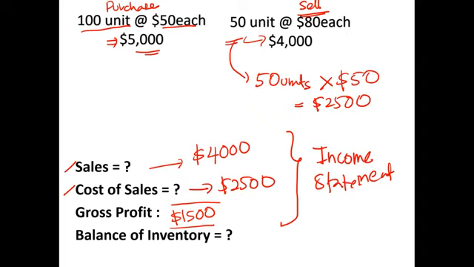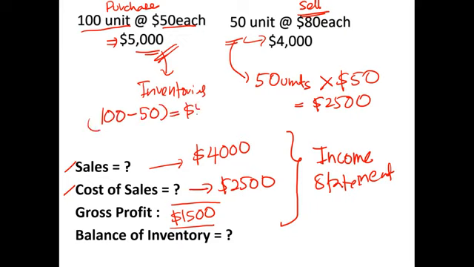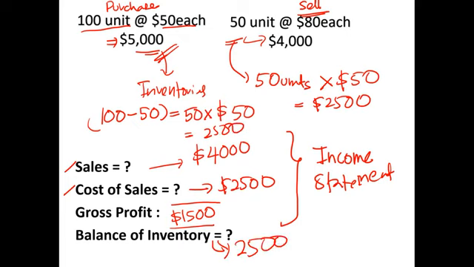And finally, what is the balance of your inventory? Originally you have 5,000. This is your inventory. Since you sold 50 units, the balance of your inventory is no more $5,000. The balance will be 100 minus 50, that gives you 50 units multiplied by $50 per unit. So your total inventory's value is 2,500. Your asset, your inventory, is not 5,000. Why? Because you sold half of it. So your balance of inventory assets is only 2,500.